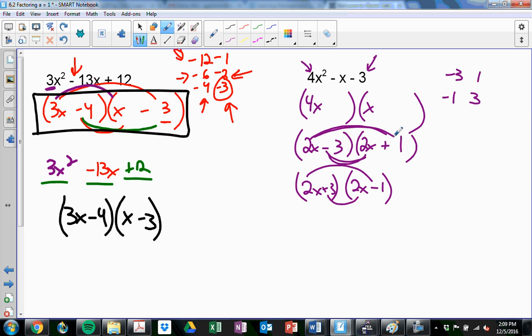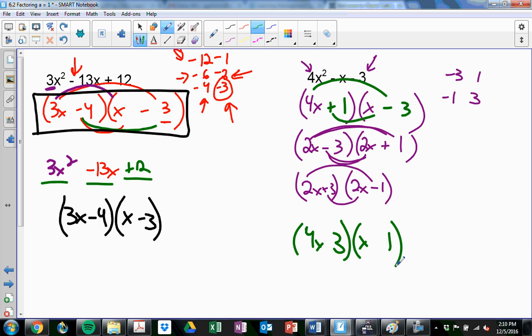That's not working. But if I put the 1 here and a 3 here, and I make this negative and this positive, that's not going to work. Negative 12 plus 1 doesn't work. So I'll try it the other way around. 4x and 3, x and 1. I want it to come out negative, so I'll make this negative, because there's negative 4 plus 3, and that's how it factors. 4x plus 3 times x minus 1.